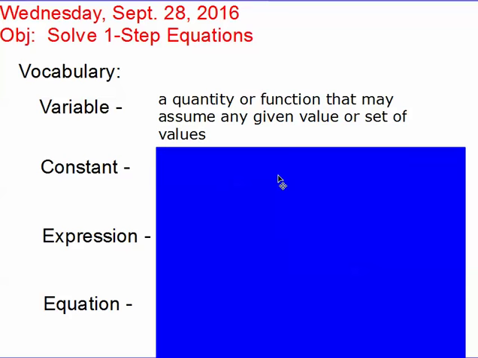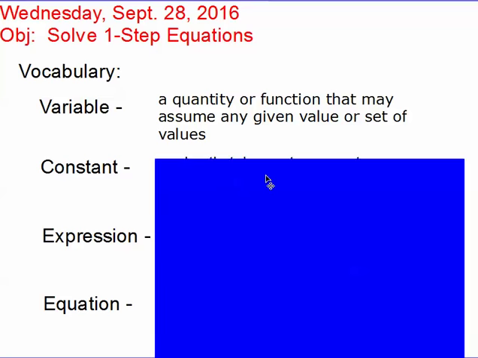And a variable is a quantity or a function that may assume any given value or set of values. We typically use x, y, and z, or a, b, and c, some letter to represent our variable. And its value can change. As it says in variable, it can vary.